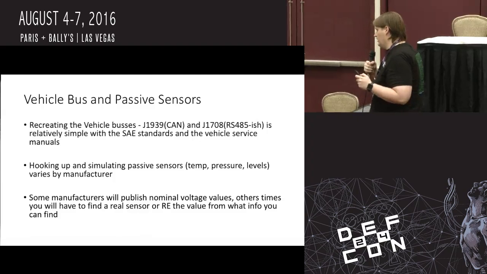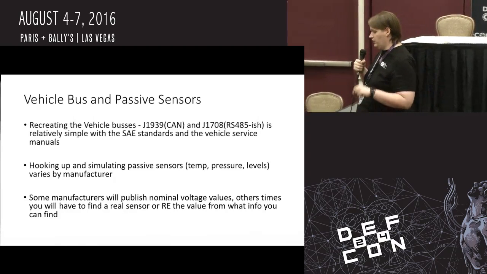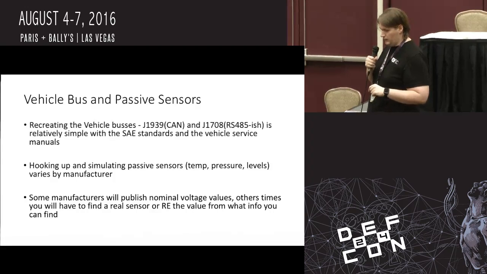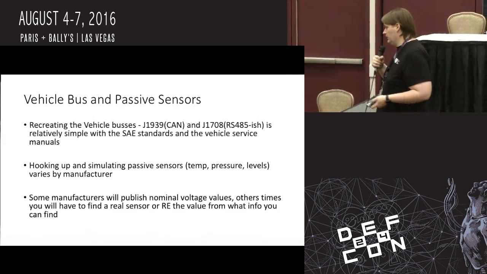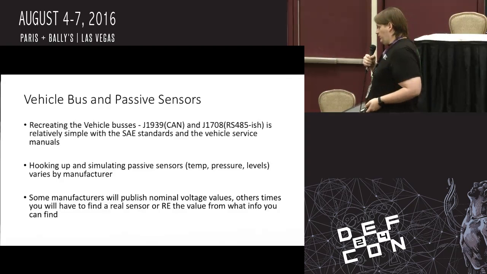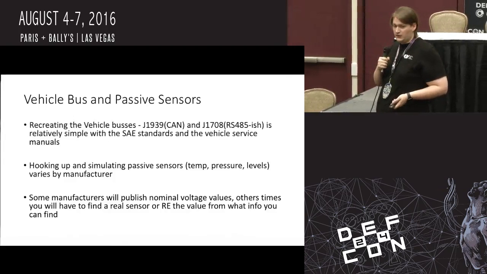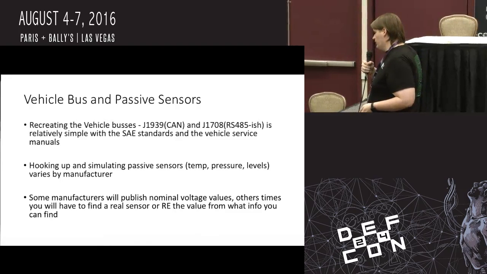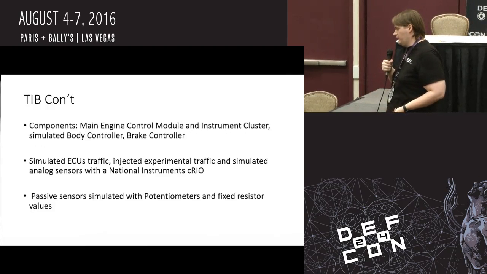We had to hook up and simulate passive sensors, which were just resistors and potentiometers and things like that, so that we could set the oil pressure to a value where the ECM didn't think it was having issues. Then we had to simulate some more active signals, which I'll talk about more in a minute. Some of the manufacturers publish voltage values for some of these sensors, so we were able to simulate those pretty simply by just reading the manual and hooking up the resistor values. But some of them we actually had to reverse engineer.